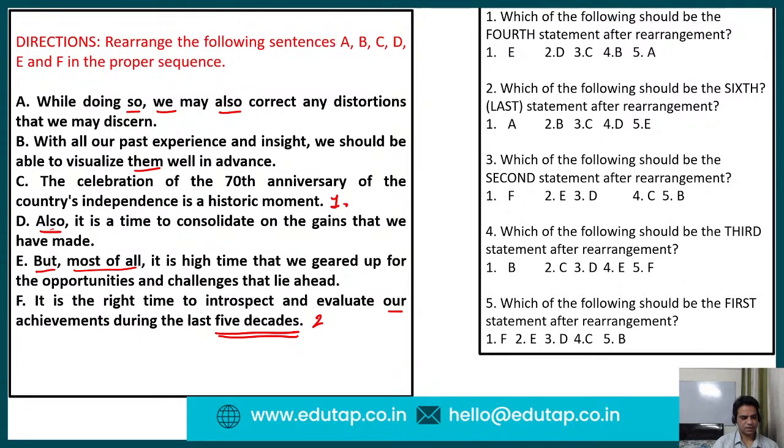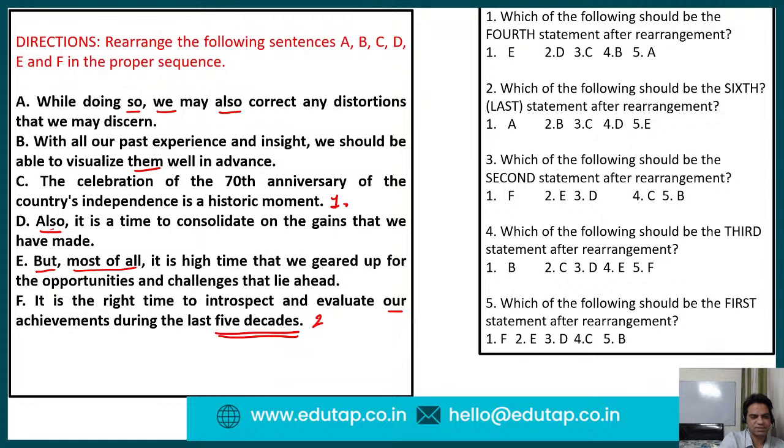Okay, guys, let's try to discuss this. So first sentence is C. The celebration of the 70th anniversary of the country's independence is a historic moment. Second sentence is F, guys. It is the right time to introspect and evaluate our achievements during the last 5 decades. Guys, try to understand what he is trying to say. He is trying to say historic moment. It is a historic moment for us to celebrate country's 70th anniversary. So he is saying it is the right time to introspect and evaluate our achievements during the last 5 decades.